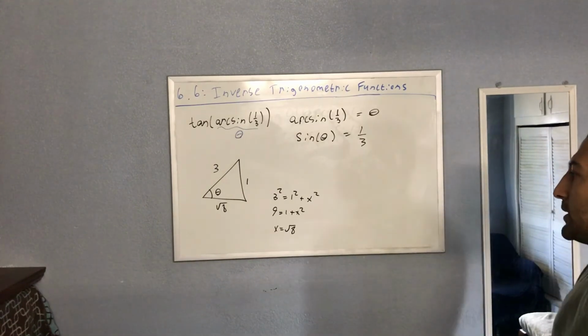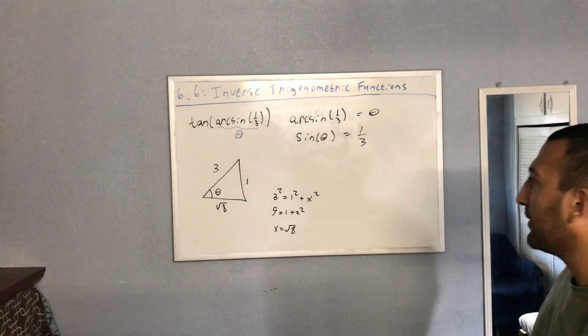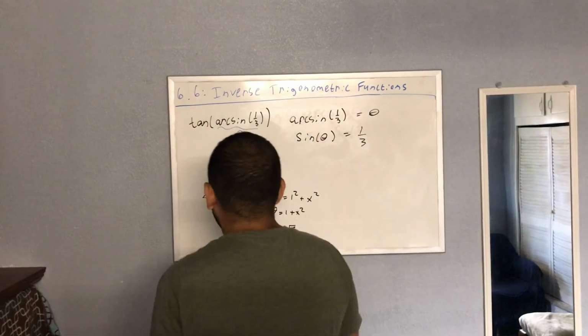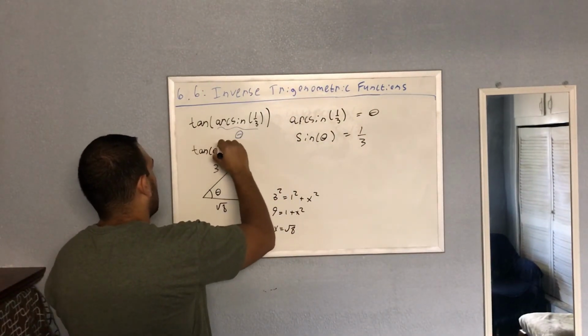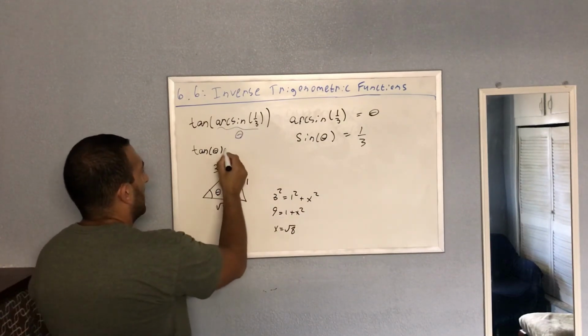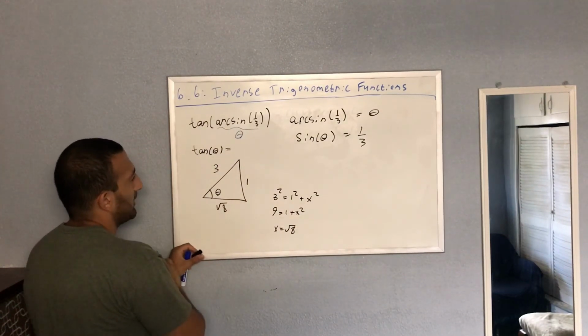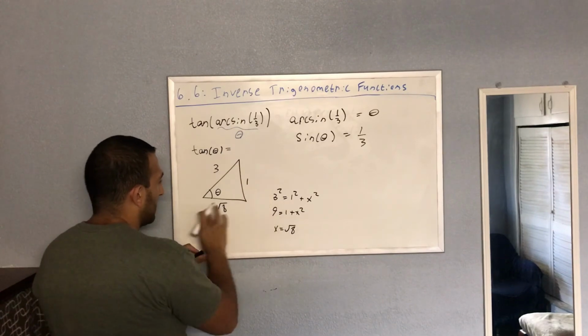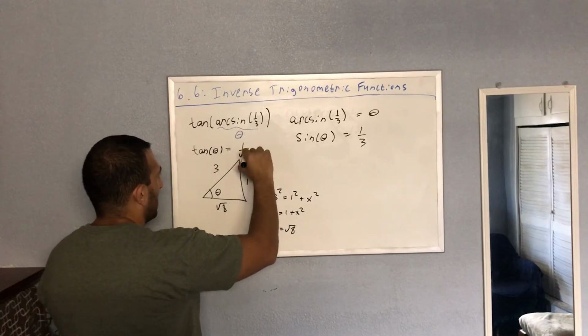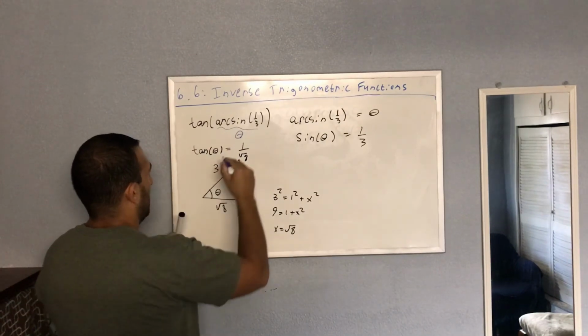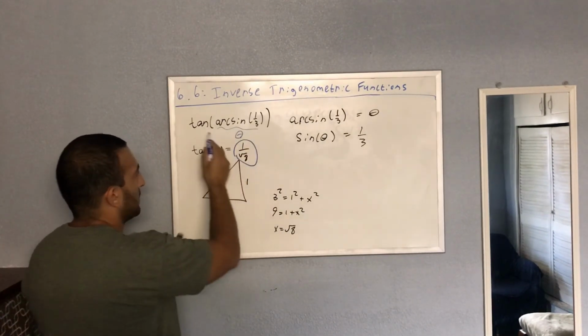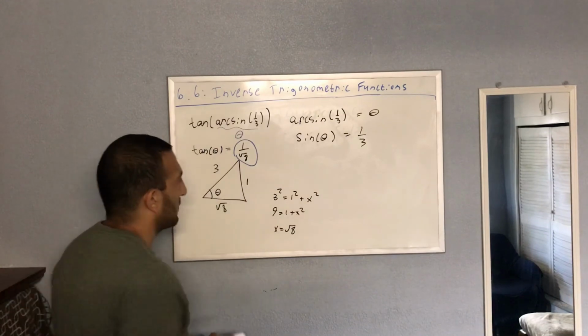Okay, so then what the problem is essentially asking you to find at this point is the tangent of this angle theta. Well, now we can just read this off our triangle. The tangent is the opposite divided by the adjacent. So this is 1 over root 8. And that's the answer. So this really complicated looking thing really is just 1 over root 8.